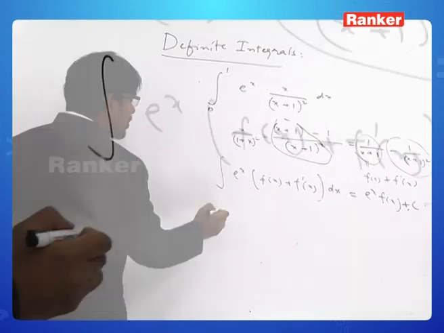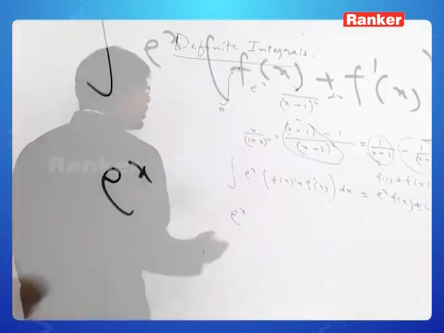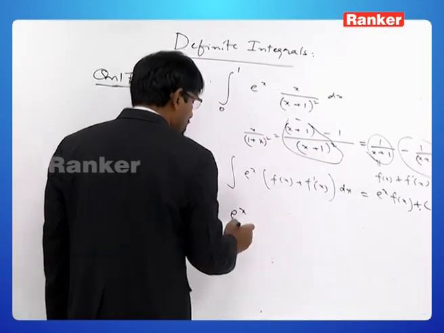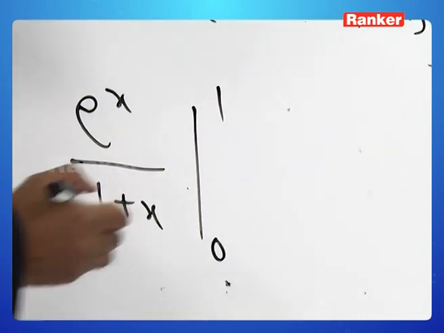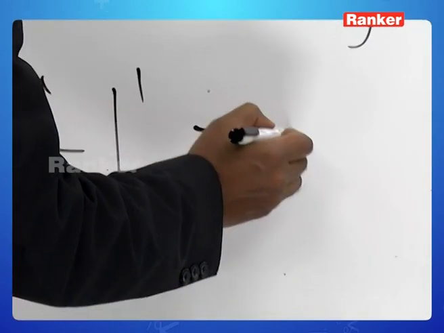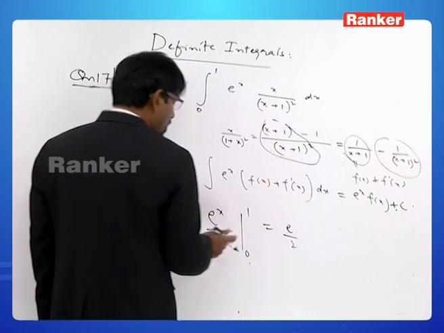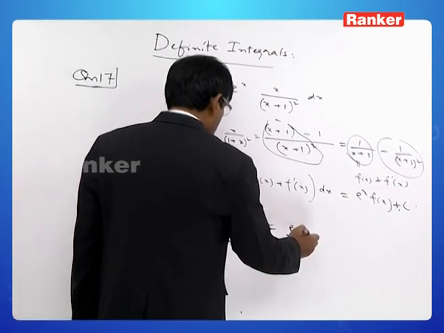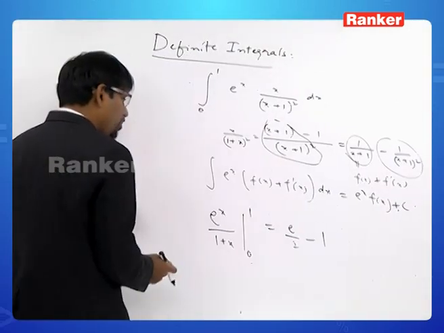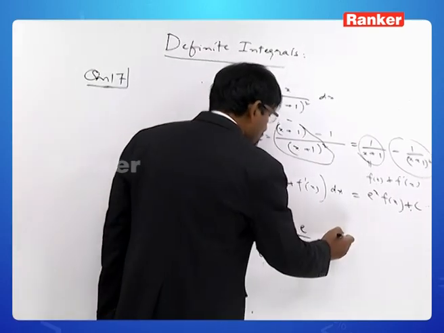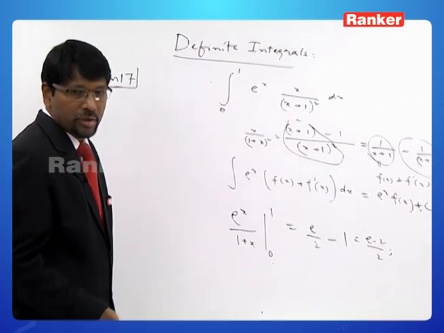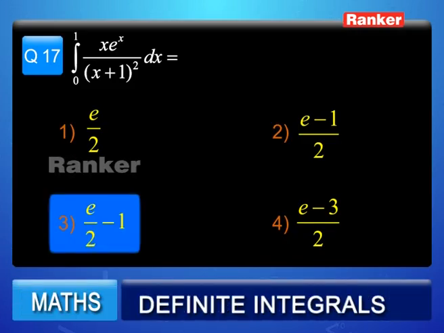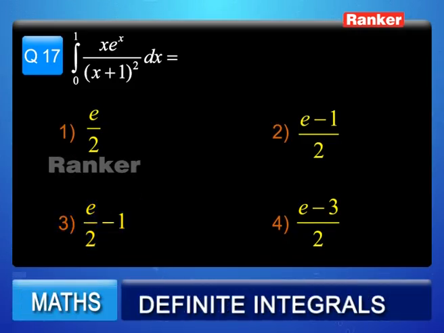So it just turns out to be e power x into, what do we have in place of f of x? 1 by x plus 1. So the integral turns out to be e power x by (1 plus x), 0 to 1. Apply the limits. What is the upper limit? e by 2. Lower limit will be e power 0 by 1. So that makes it e minus 2 by 2, or e by 2 minus 1. That's clearly seen in option 3. So the answer is option 3.